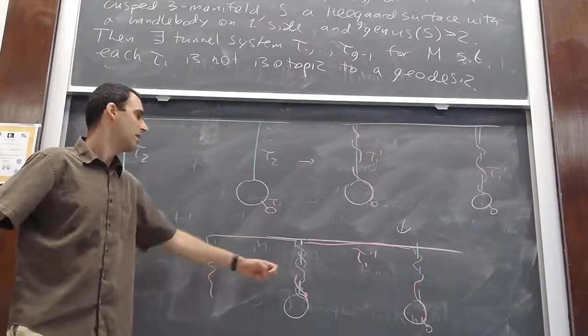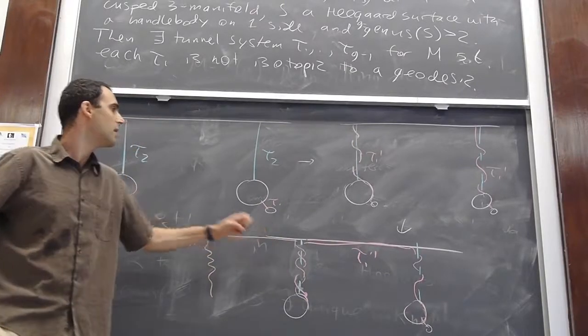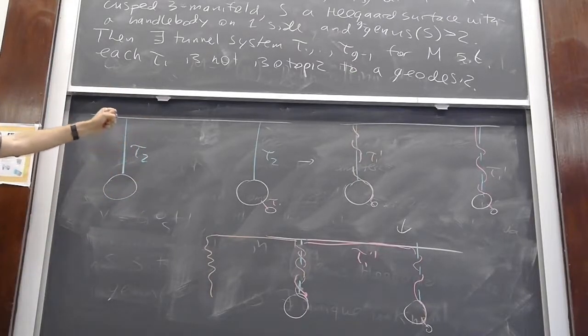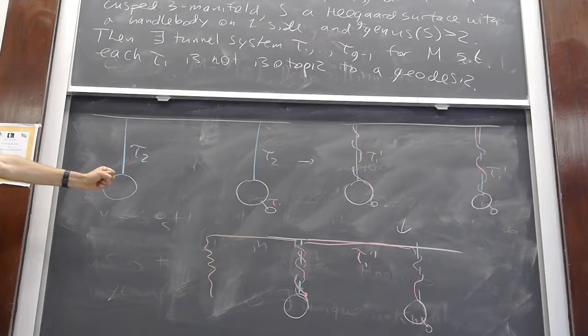And then you can play the same game in reverse. Just draw a copy of this picture with tau 1 and tau 2 interchanged. This is going to look horribly messy, but you can still drag things over enough to make the other one not geodesic. So you can just play these games in turn.